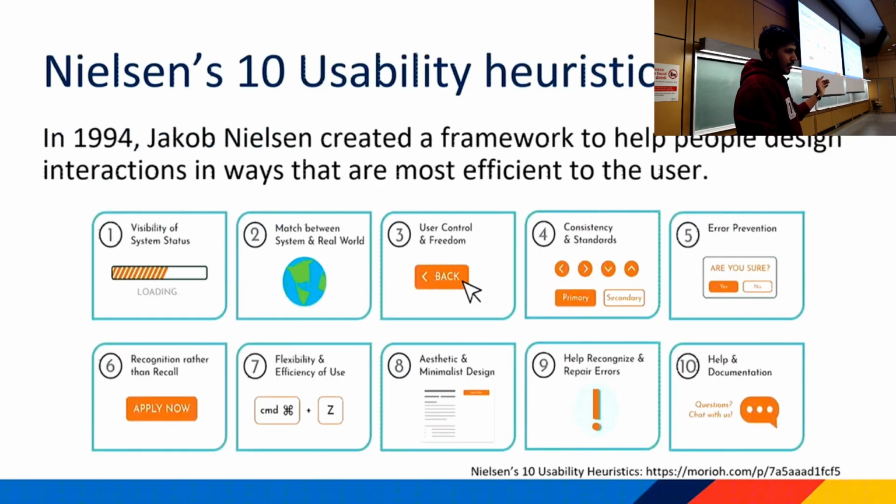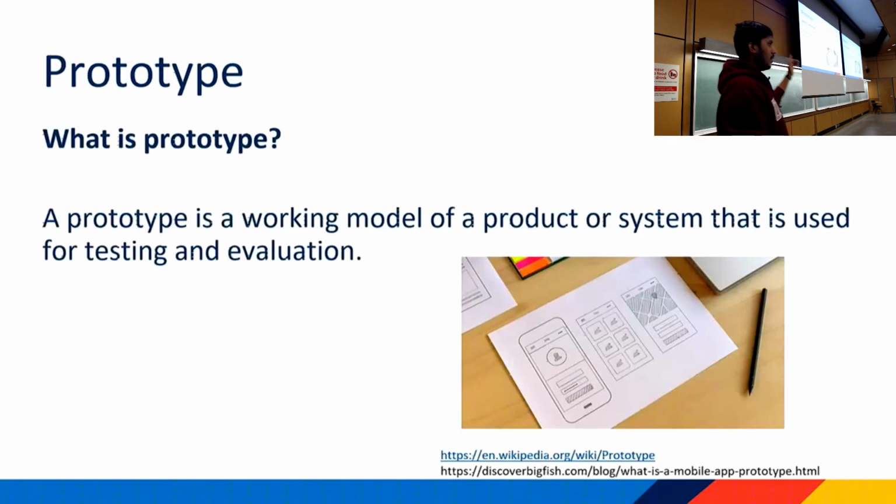Then after the usability heuristics comes the prototype, because in Don Norman's video they showed a prototype. There is a circle that they proposed about prototype. So why prototype? A prototype is a working model of a product or system. Before actually jumping into developing the whole system, you can make a prototype or a sketch, test it, and see if this is really what you want.